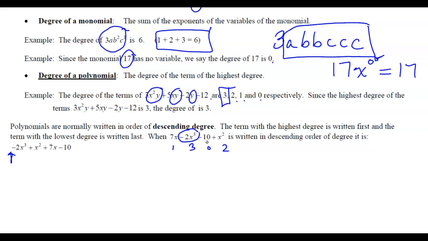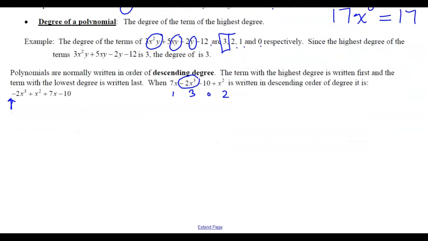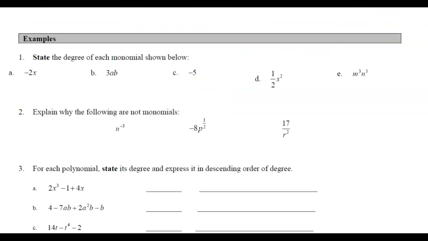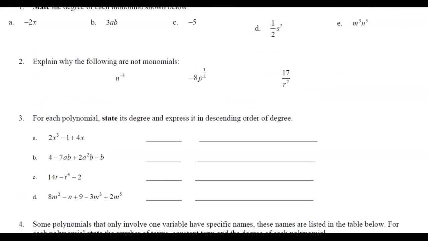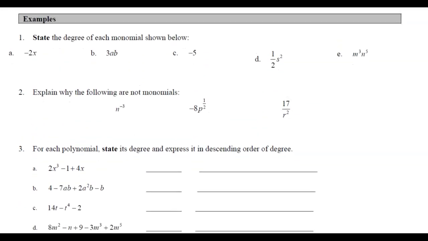It's not wrong if it's not in descending order of degree, but it's proper form. And so a lot of times in math, it's important to have proper form. It also helps you when you're asked to do things like factor and that kind of thing. You need it in descending order of degree. So that's why we practice that. Okay, so we're going to do a few of the examples, not all of them. So turn over to the next page.